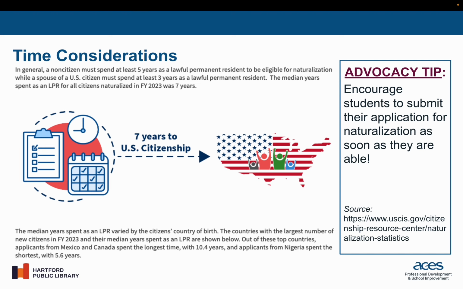While the overall process from being a green card holder to becoming a U.S. citizen can be lengthy, as shown here, an average of 7 years, once the application for naturalization is submitted, the processing time can be quite fast. It's important to encourage your students and members of their families who wish to obtain the benefits of U.S. citizenship to submit their applications as soon as they are eligible.